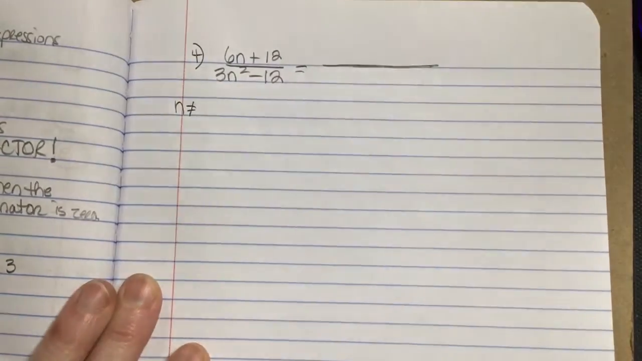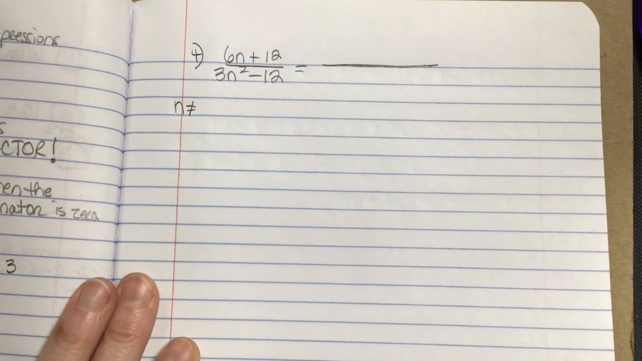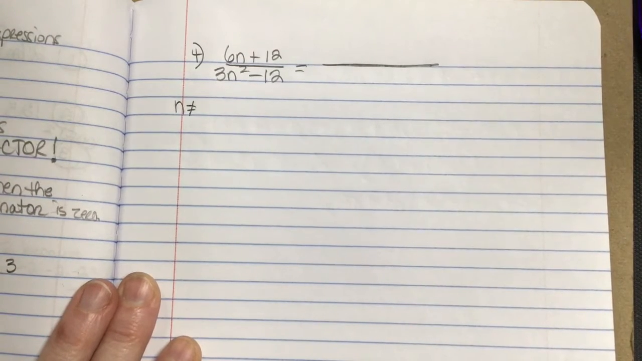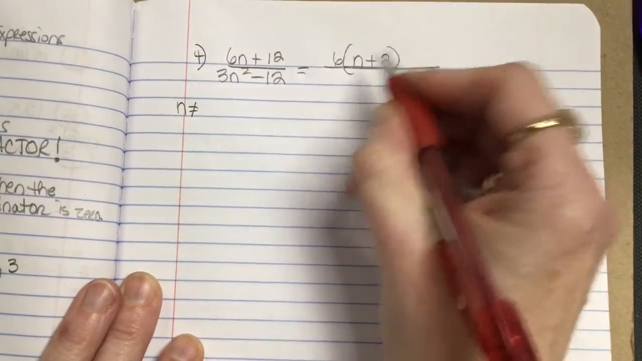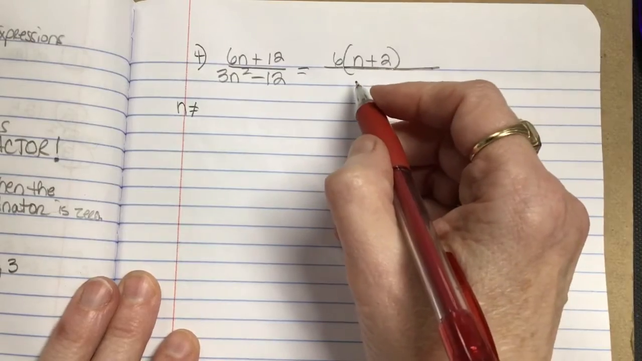You got to make a multiplication to cancel. GCF on top, you always look for GCF first. 6. And GCF on the bottom, 3.